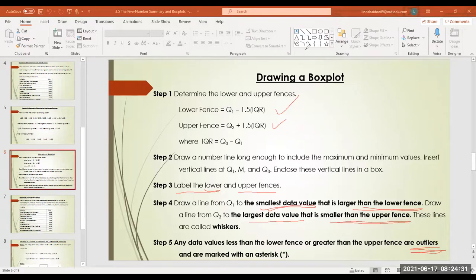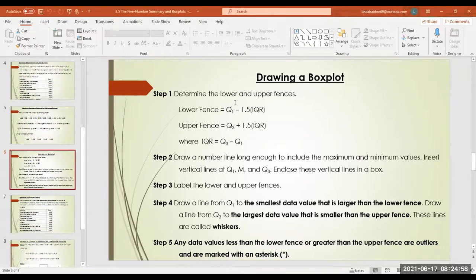When we are drawing a box plot, we use asterisks to represent our outliers. So if you see any asterisk, just look for the number corresponding to that asterisk, and that is your outlier. So with this in mind, we're going to draw a box plot, and we'll follow these steps one by one. So we are using these steps to draw our box plot.